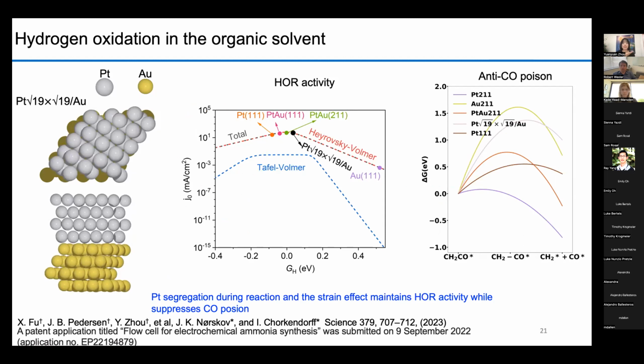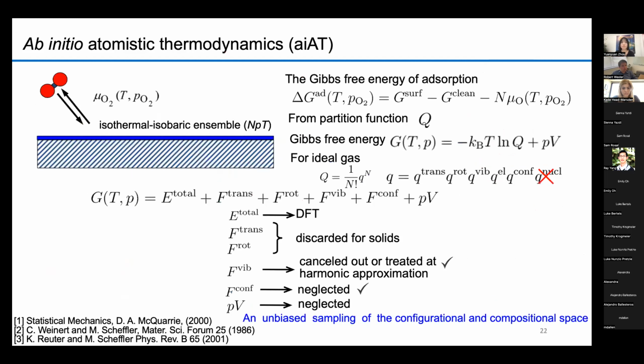And we found that this platinum overlayer on gold substrate has a similar HOR activity, which maintains the HOR activity while further suppressing the CO poisoning, since the dissociation barrier of CH and CO becomes considerably large. It becomes impossible to produce CO.